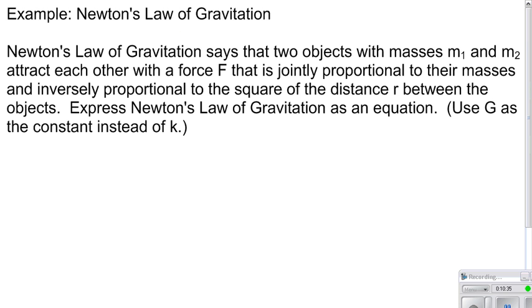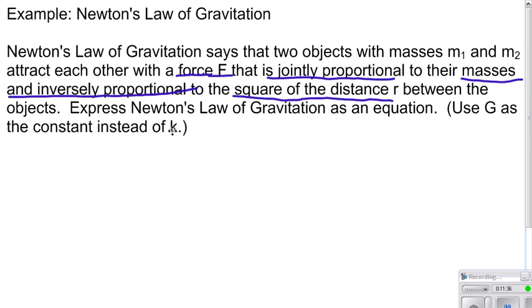Newton's law of gravitation is a combination of all these variations that Newton came up with a long time ago. Newton's law of gravitation says that two objects with masses m1 and m2 attract each other with a force F that is jointly proportional to their masses and inversely proportional to the square of the distance r between the objects. Express Newton's law of gravitation as an equation, and for this we're going to use a capital G as the constant instead of k. So we have force is jointly proportional to their masses and inversely proportional to the square of the distance.